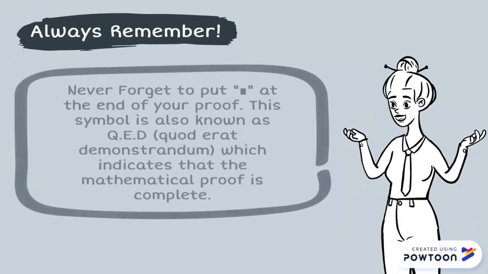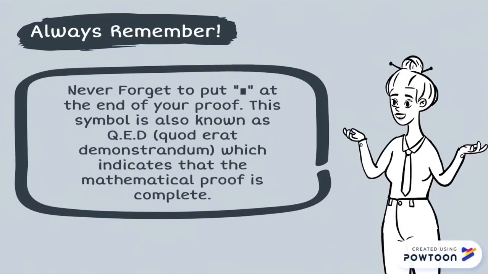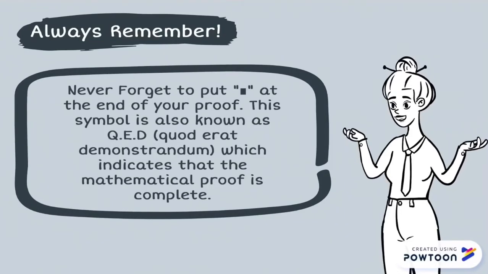Always remember, never forget to put a fully shaded box at the end of your proof. This symbol is also known as QED, or quod erat demonstrandum, which indicates that the mathematical proof is already complete.